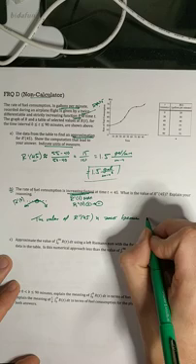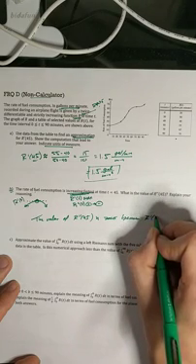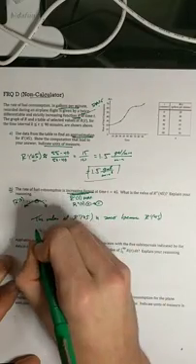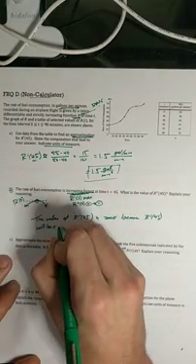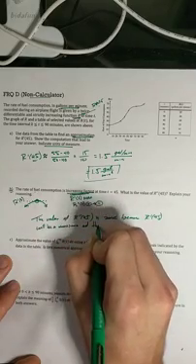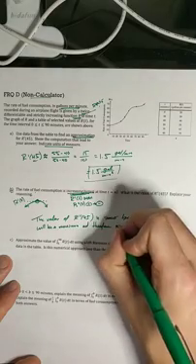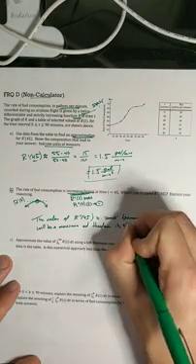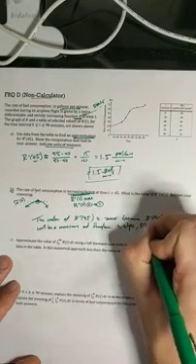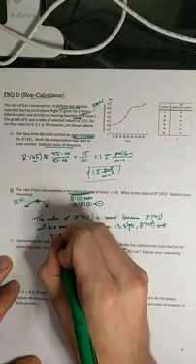because R prime of 45 will be a maximum, and therefore its slope, R double prime of 45, must be 0.